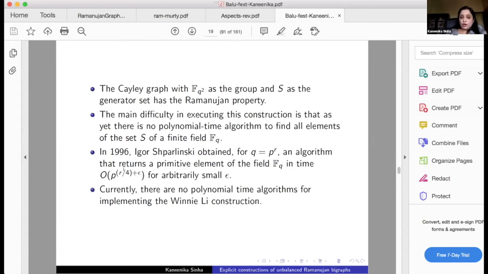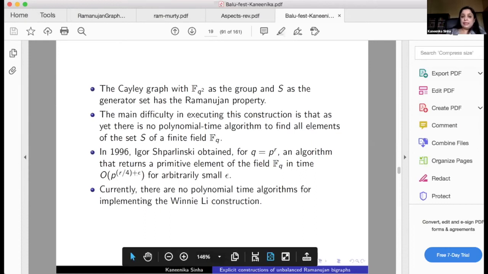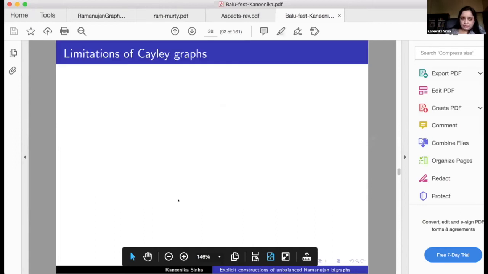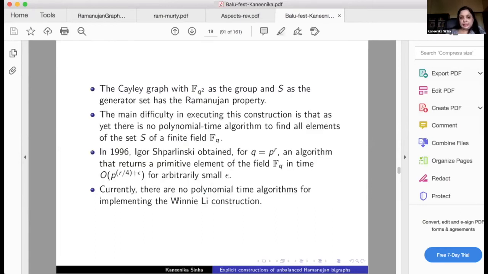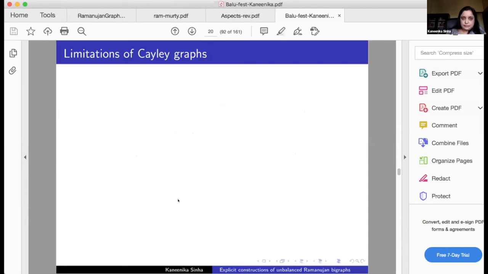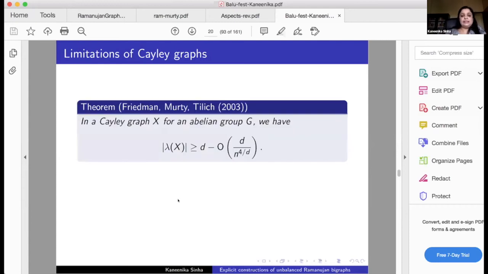However, it is not polynomial time, and currently there are no polynomial time algorithms for implementing the Winnie Li construction. So this is a genuine problem in actually executing this construction. Okay, another very important observation about limitations of the Cayley graphs method is the following.